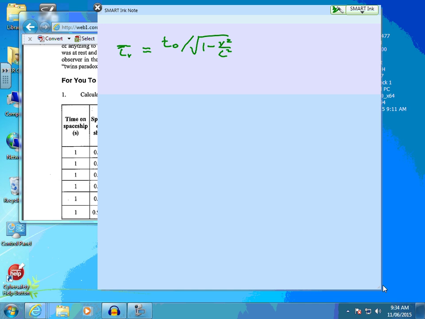With length, what should it be? Smaller in the spaceship or larger? Smaller. So again, if you get an answer which says that that is larger than that, you know you've gone wrong with your formula, so just swap it around.